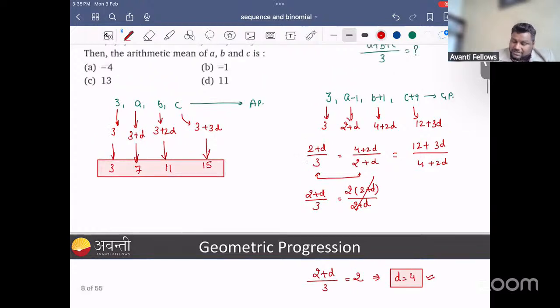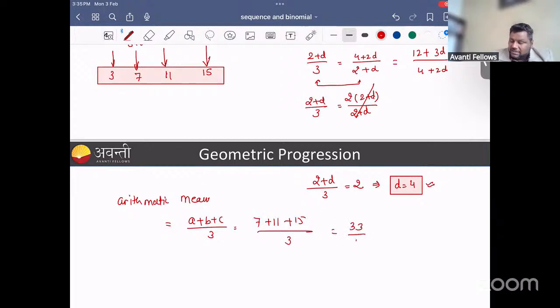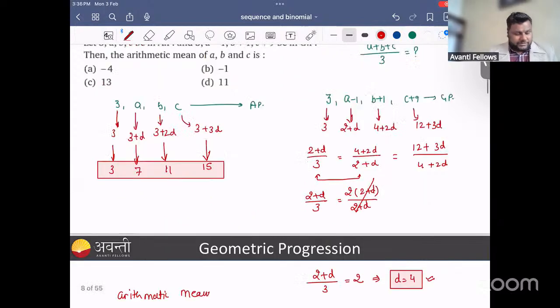Now what they are asking for is the arithmetic mean of A, B, C. So arithmetic mean is (A plus B plus C) upon 3. That is (7 plus 11 plus 15) upon 3. So that is 33 by 3. Your answer is 11. Got it? Have a look. Very good question. This came in JEE Main last year only.